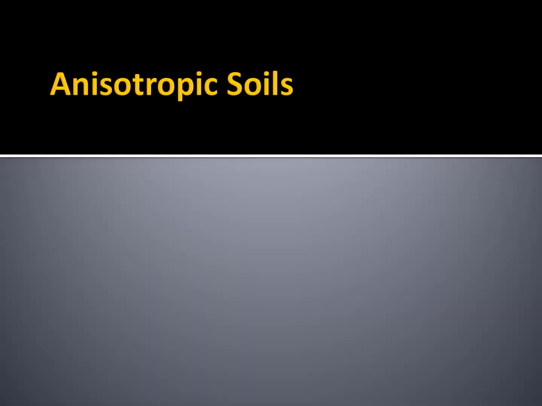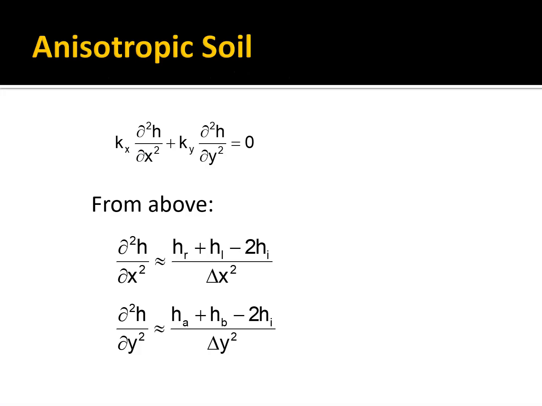Okay, what do we do if we have anisotropic soils, meaning Kx does not equal Ky? We mostly solved this in our earlier videos. Remember, our governing equation is right here. We have Kx times the second derivative of head with respect to x squared, Ky times the second derivative of head with respect to y squared.